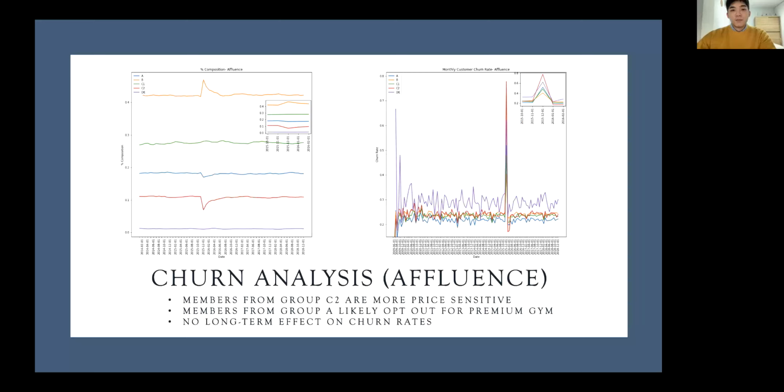However, their churn rate becomes higher than members from Group B and C1 in December 2015, just before the price was increased. This is likely due to the fact that they opt for the premium gym elsewhere, as our price advantage diminished. Overall, there is no significant long-term impact on affluence groups' churn rates.